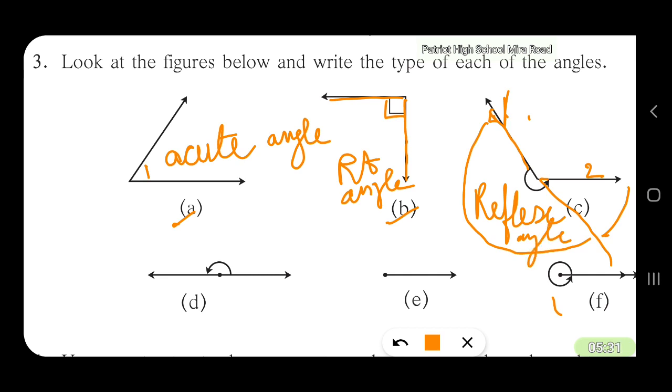D. This is a straight line. So it is a straight angle.